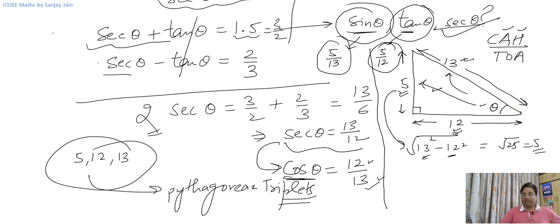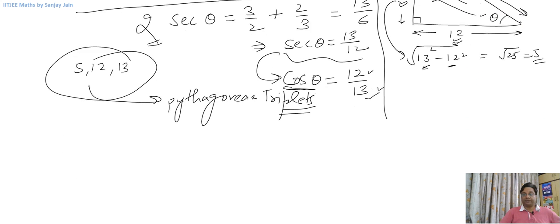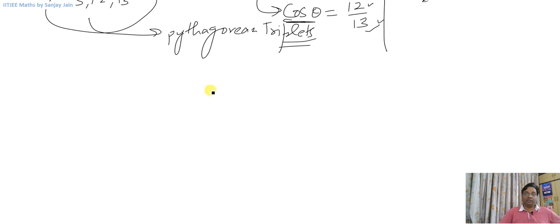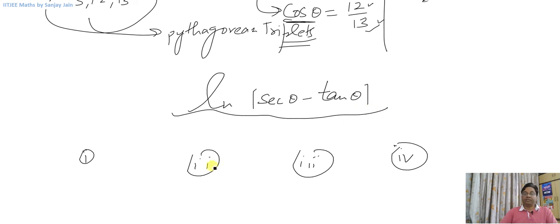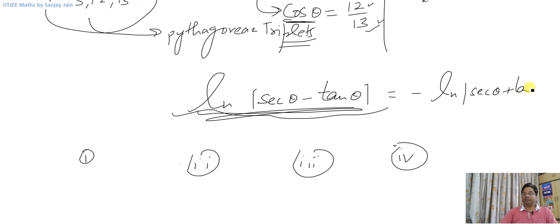And even in higher classes, when you get questions involving logarithms, let us say you get ln of secant theta minus tan theta as the answer of some of your questions. But in the options given, this expression is not given, but there is an expression minus ln of secant theta plus tan theta.